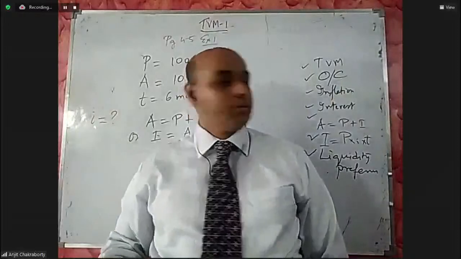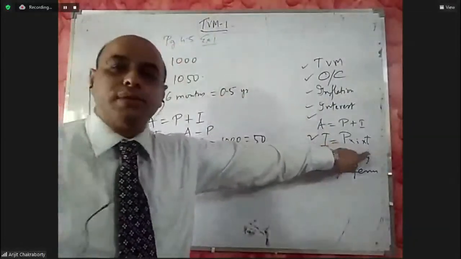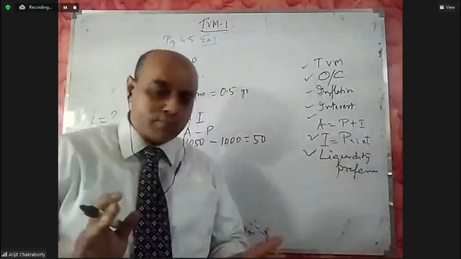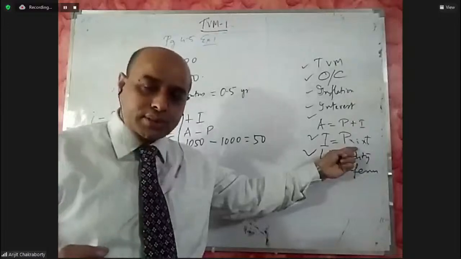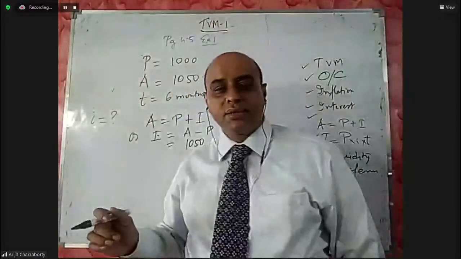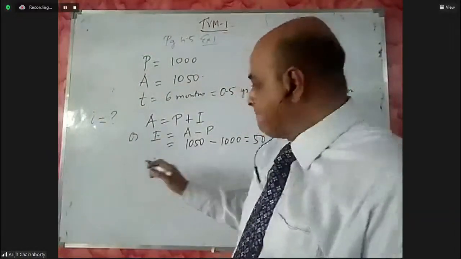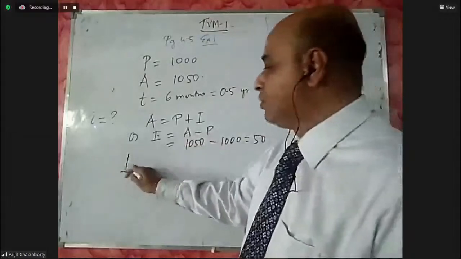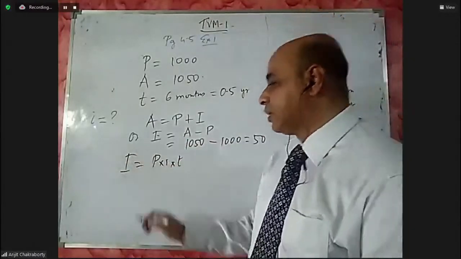Okay, so we use this formula, I = P × I × T, where I is the total interest amount, P is the principal, I is the rate of interest, and T is the time. Let me see if I can work it out and we can get the answer. So interest we know is P × I × T.